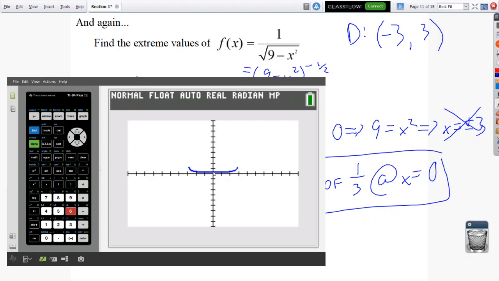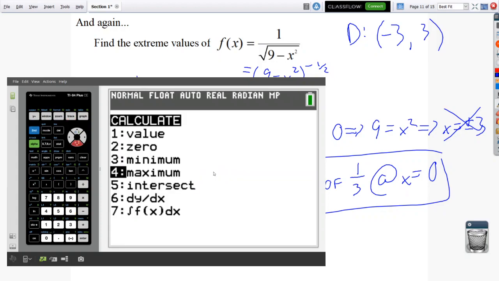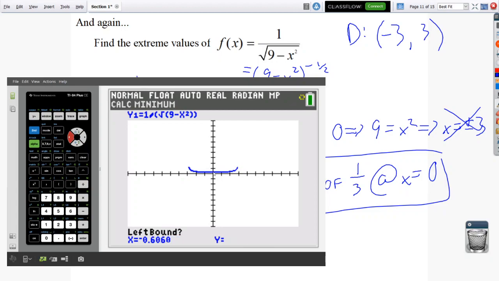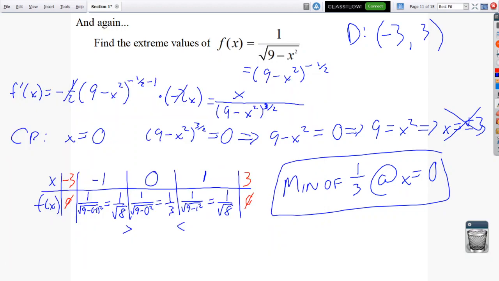And to find out what that value is, I can go to my min, left bound, right bound, and nobody guesses, but I'm going to guess anyway. So I can see that my minimum, well, the calculator alleges that it's negative 4.121 times 10 to the negative 6th. That's 0. And it has a value of 1/3. So again, it just feels cooler to be able to do that without touching my calculator.